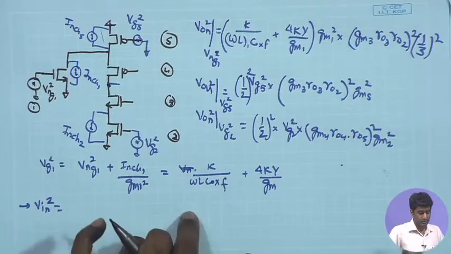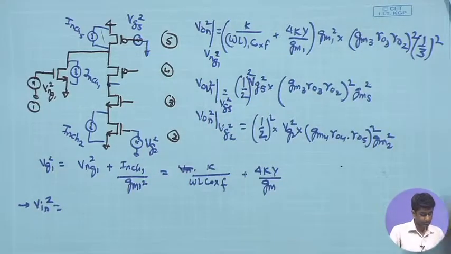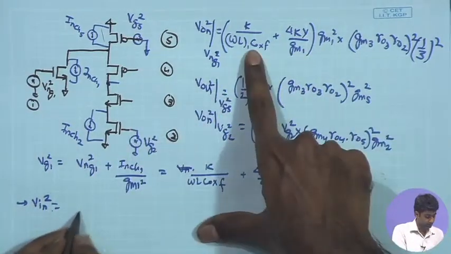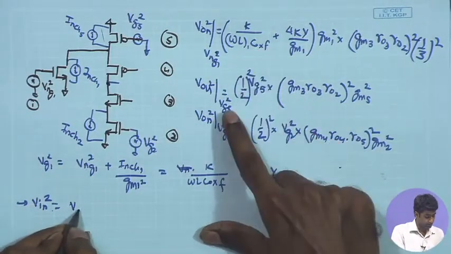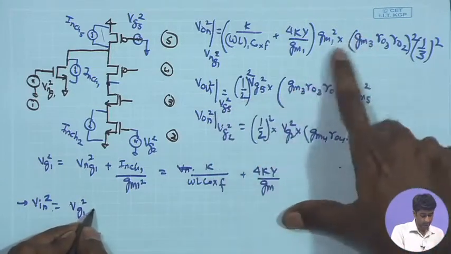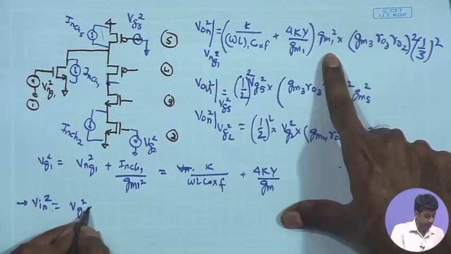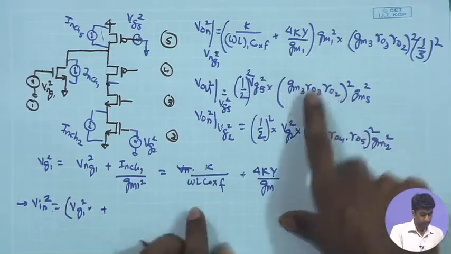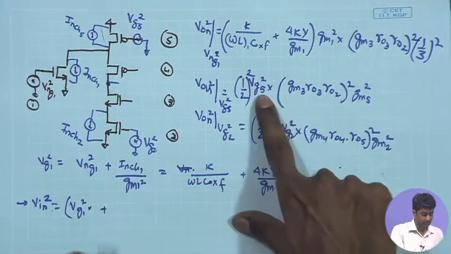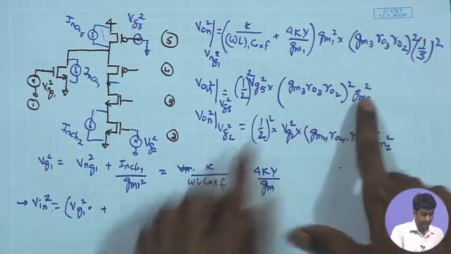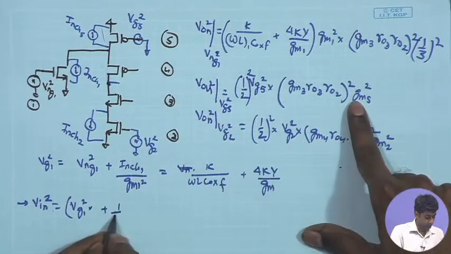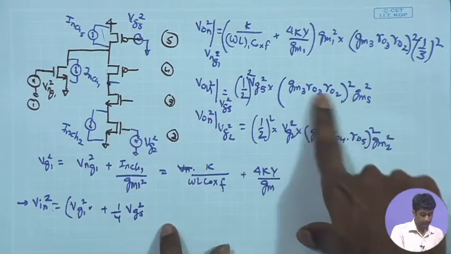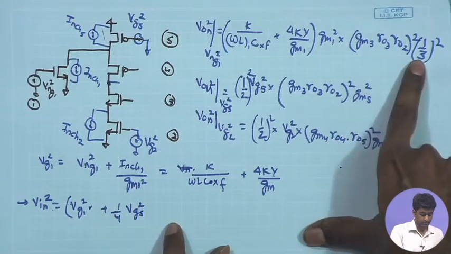So, let us do that. I have the VN1 square given by the first term, which is VG1 square. This term gets divided as it is, so you only get the VG1 square, plus you have the second term which is VG5 square divided by this number, and this again gets divided by 1 upon 4. You have VG5 square, and this term goes as it is. You have the 3 square terms coming in.